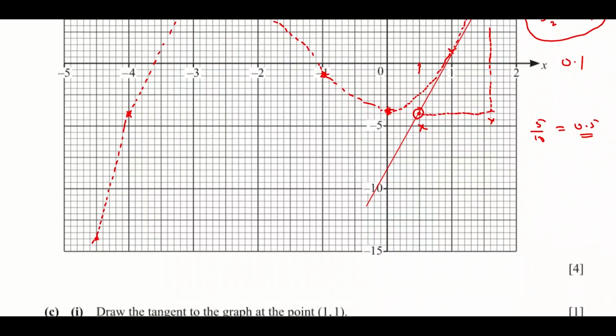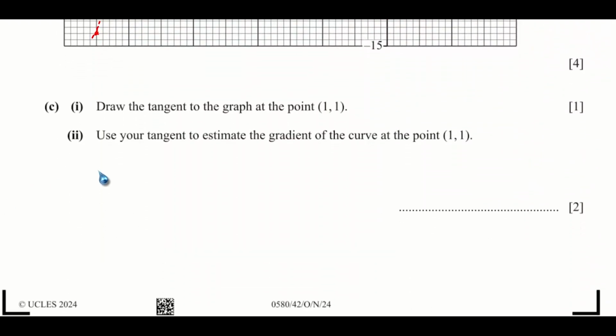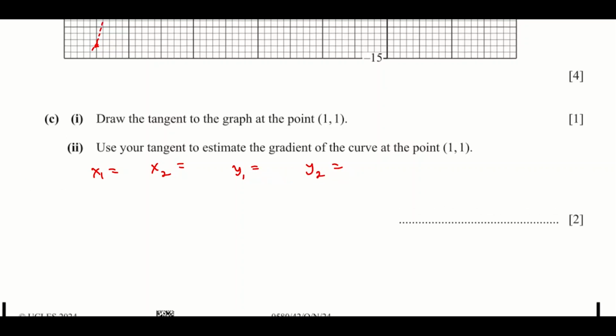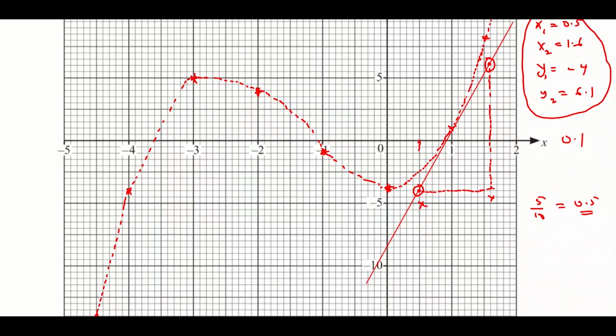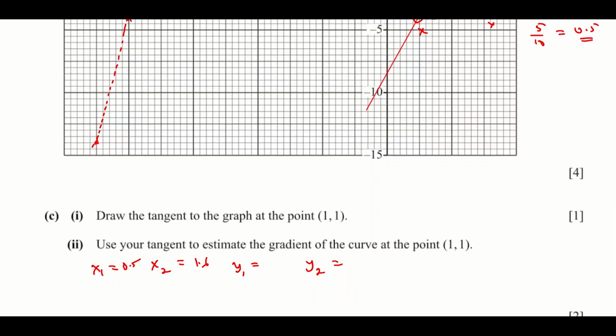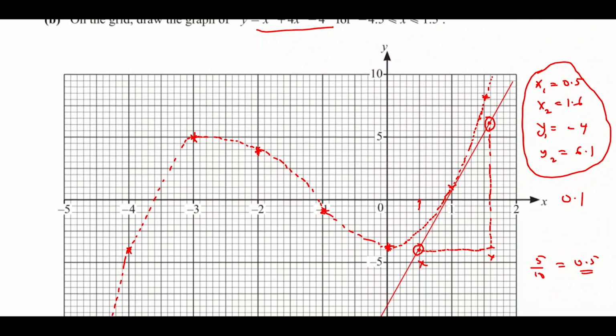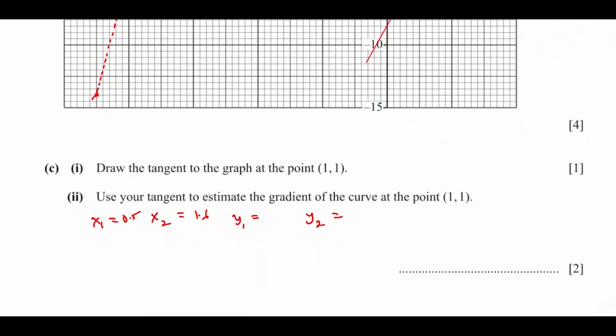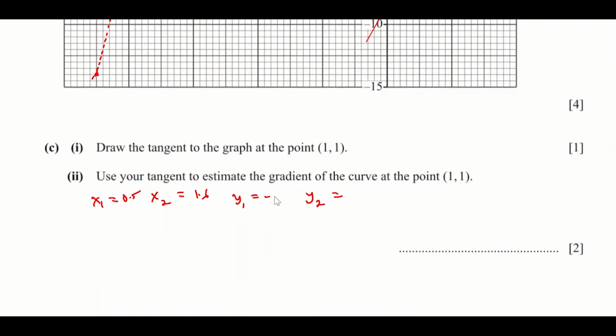So let's see. I can now scroll down a little bit. So x1 is equal to something, x2 is equal to something, y1 is equal to something, and y2 is equal to something. So let's scroll up and see it again. 0.5 and 1.6 for x1 and x2 respectively. For y1 and y2 we have minus 4 and 6.1.